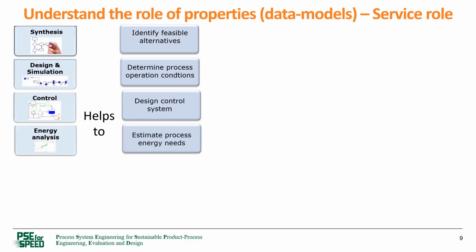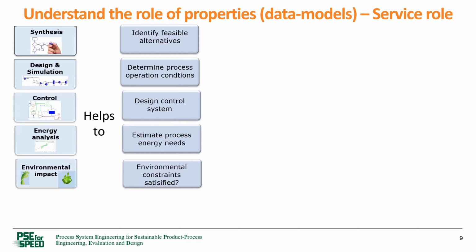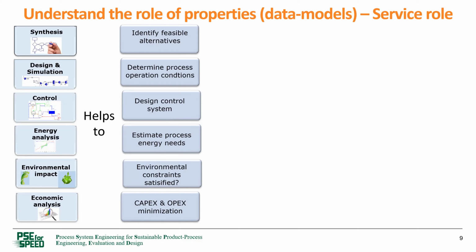Then if we know the composition, the phase state, the temperature, pressure, we can do the energy balance. If we know the compositions, we can calculate the environmental impact properties and evaluate the environmental impact. And the temperature, pressure, composition also affects the capex and opex, so we can also do the economic analysis. So we can see that properties help us in all those aspects that we talked about in webinar 1.